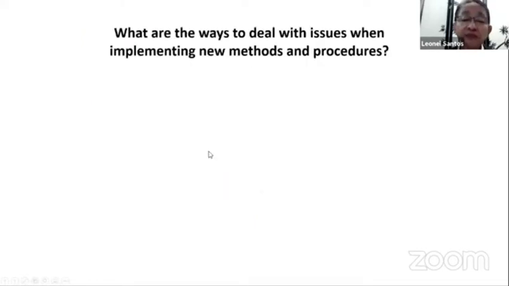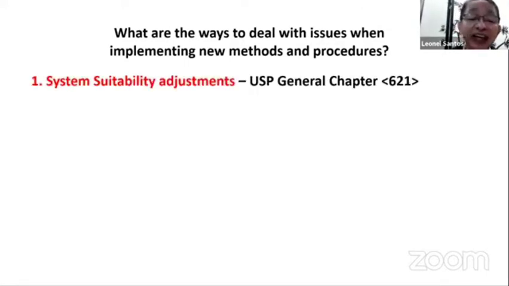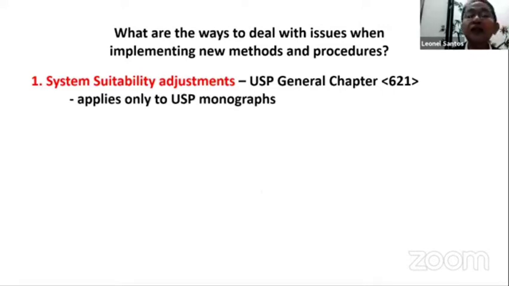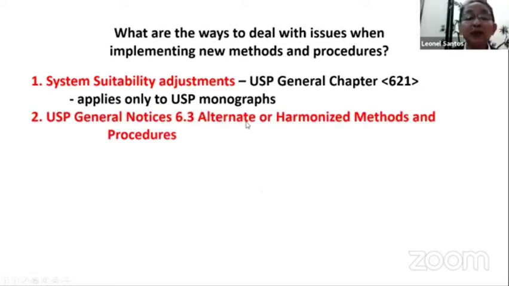So what are the ways to deal with issues when implementing a new method or procedure? When I was working as a scientist at United States Pharmacopoeia, I would get some calls from the industry in the Philippines asking questions about some of the difficulties that they have. Just to clarify, if you are having difficulty and you're using HPLC and you're using a USP monograph, you can use what is called the USP General Chapter 621. But this, again, is only applicable to a USP monograph.